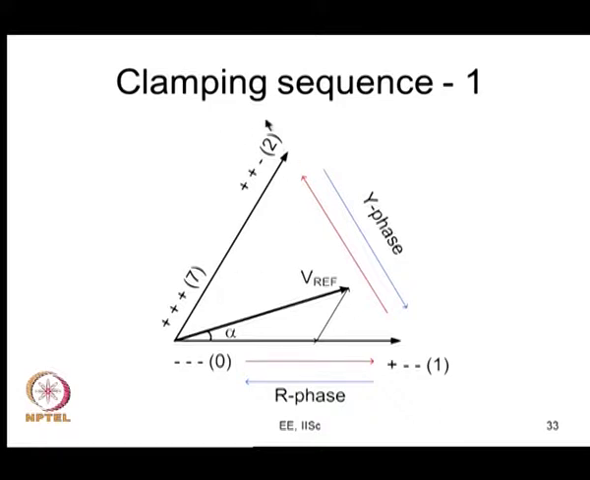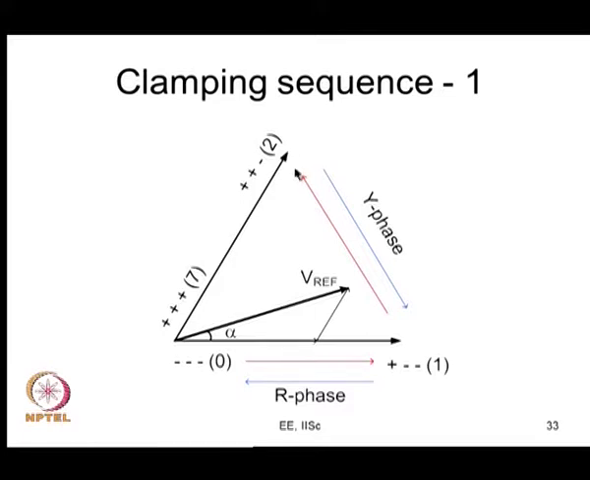But now this is what is called the clamping sequence. You do not have to go to the null vector twice, you can apply the null vector for the entire Tz seconds at once. You can stay at minus minus minus for Tz seconds, then switch your R phase so that you go to plus minus minus. You stay here for T1 seconds, then switch your Y phase so that you go to active vector 2 and stay there for T2 seconds.